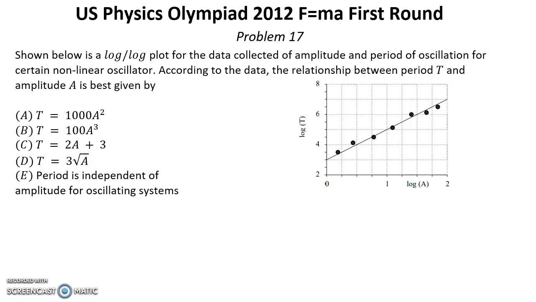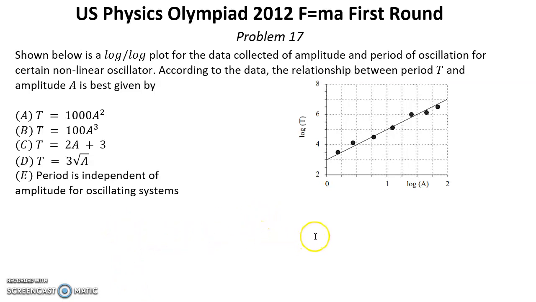US Physics Olympiad, year 2012. F equals MA, first round. Problem number 17. Shown below is a log-log plot for the data collected of amplitude and the period of oscillation for a certain nonlinear oscillator. According to the data, the relationship between period T and amplitude A is best given by such equations.